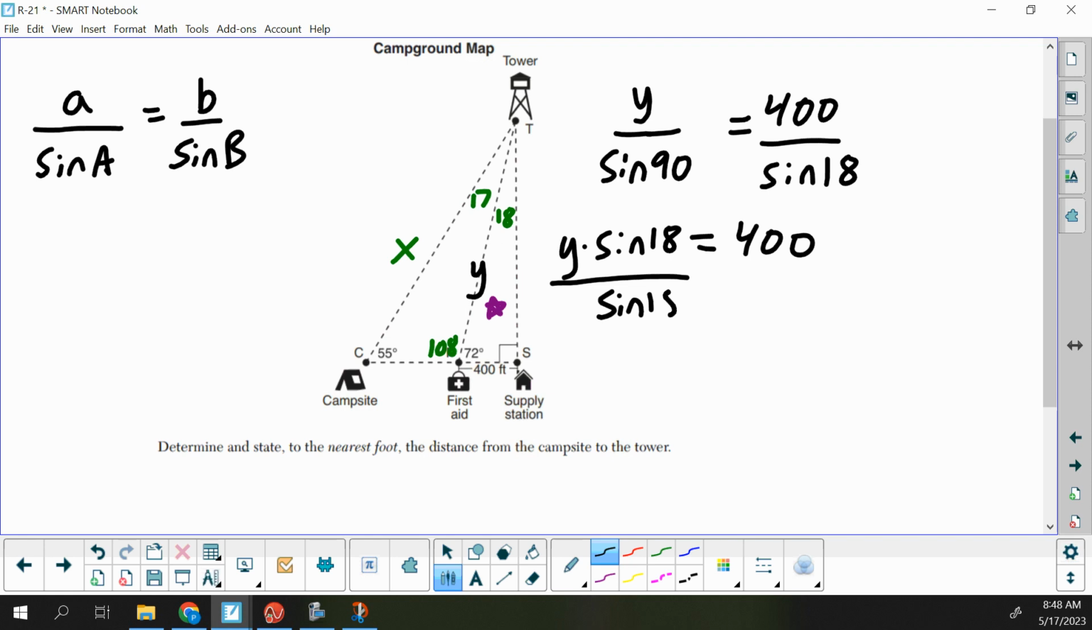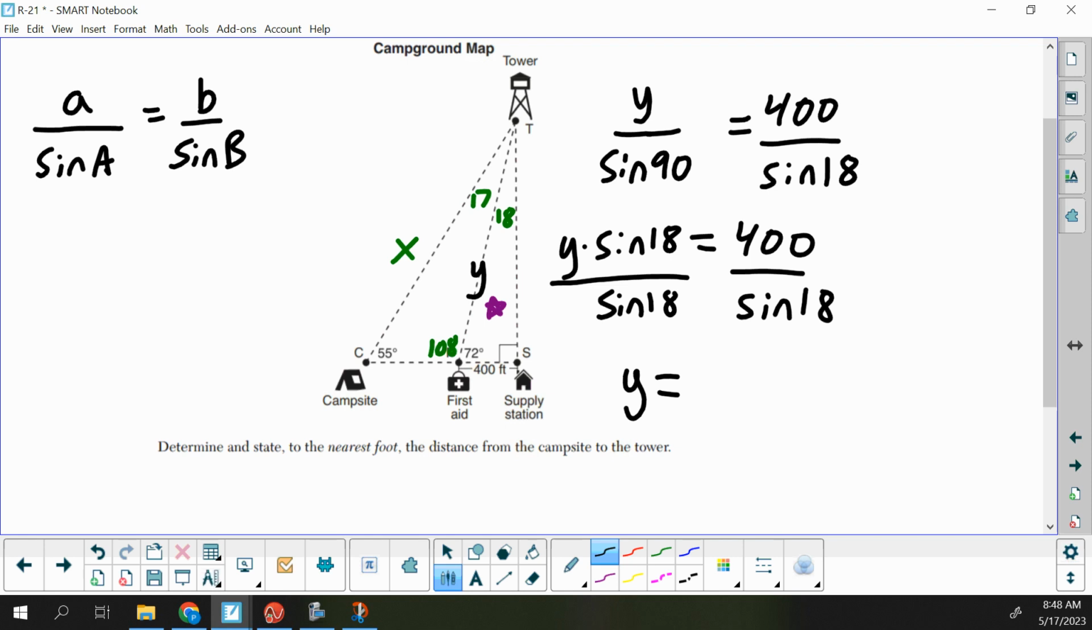So now we'll divide both sides by sine of 18. And we'll have y equals, and we'll give you a moment to punch that in your calculator. And note, that's not going to be our final answer, so we do not want to round that. So again, go ahead, punch in your 400 divided by sine 18.